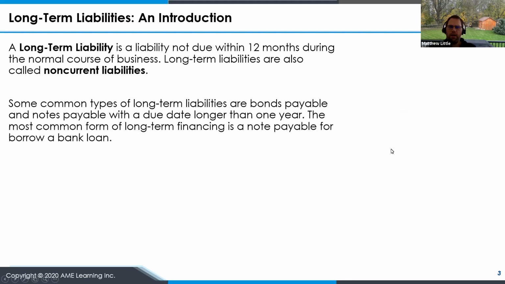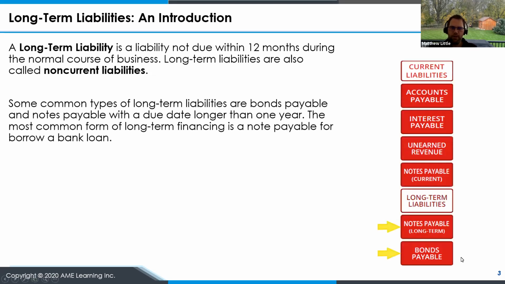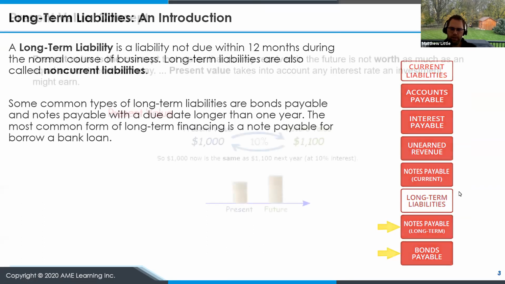So long-term liabilities, just as a recap, is any liability that is not due within a year of a normal course of the operations of business. So long-term liabilities are those items over a year. Another name that you might have heard in past courses is non-current liabilities. A couple of examples would be bonds or notes payable. Typically they're issued for multiple years, so they show up in the long-term liability section, which follows the current liabilities on the balance sheet.